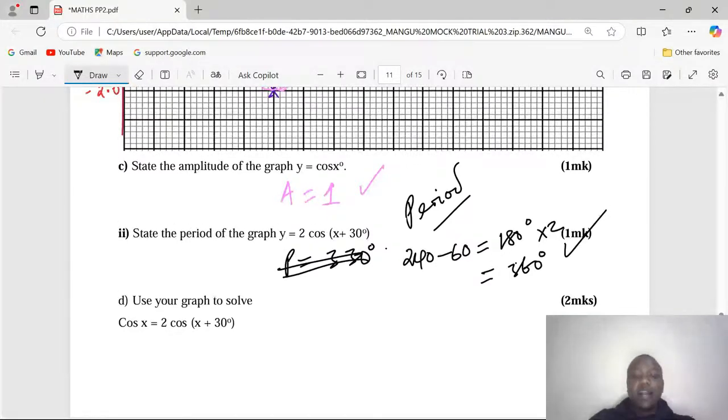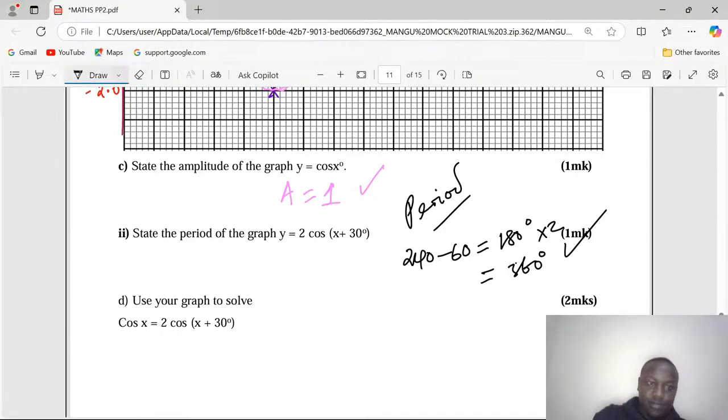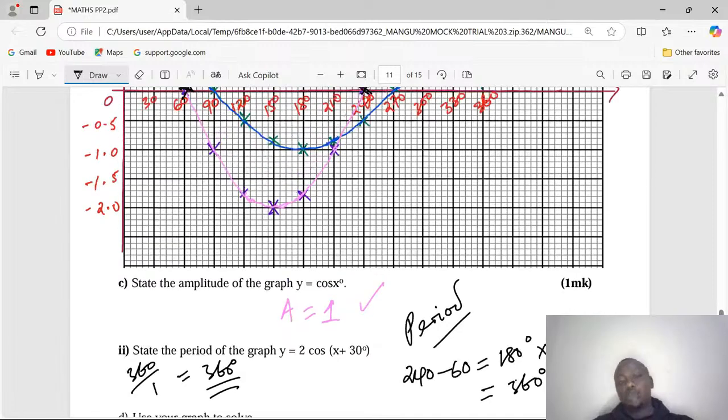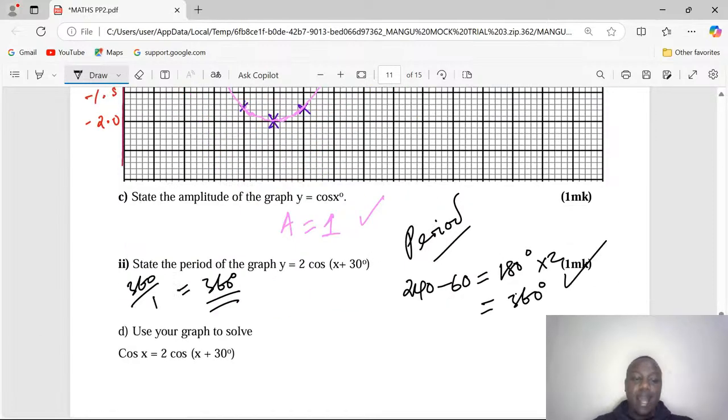Alternatively, this function can be given the way it is, and you are told to determine the period. The period can be determined even without plotting the graph, because we know the coefficient of x. When you divide 360 by the coefficient of x, which is 1 for this particular case, it should give us the period. So the period is automatically 360, and also from the graph it is 360.